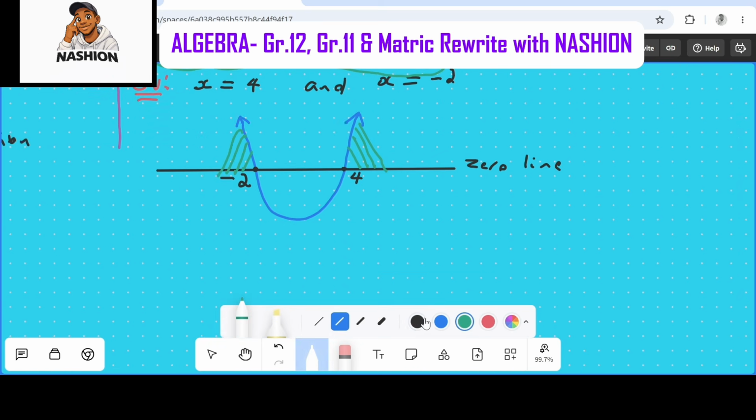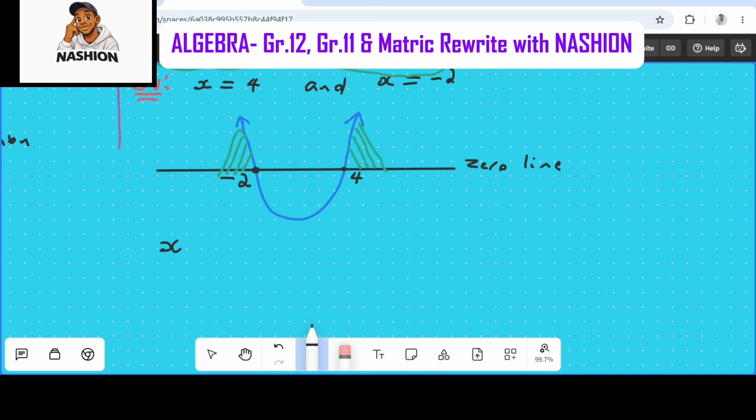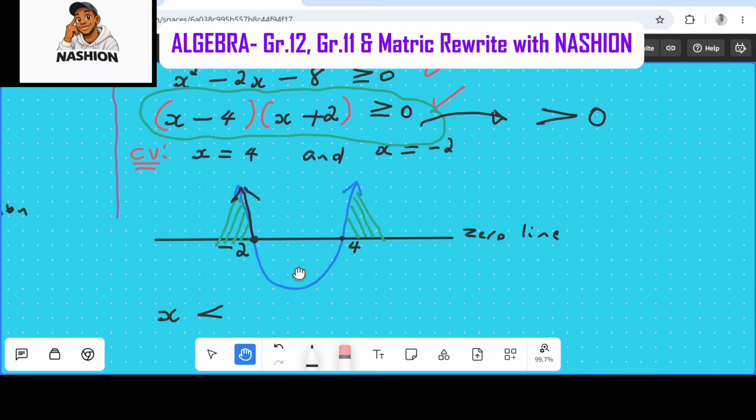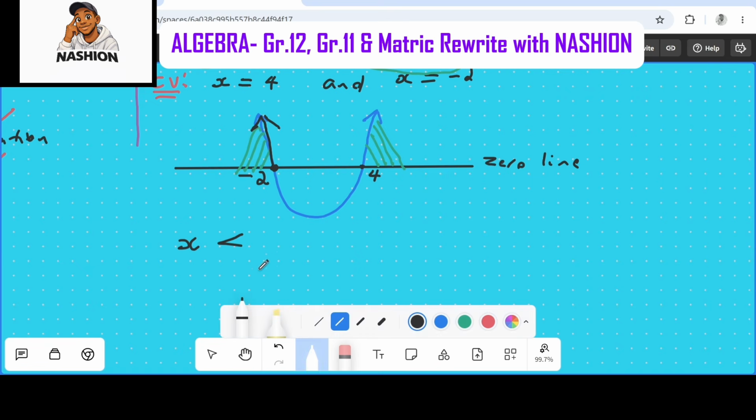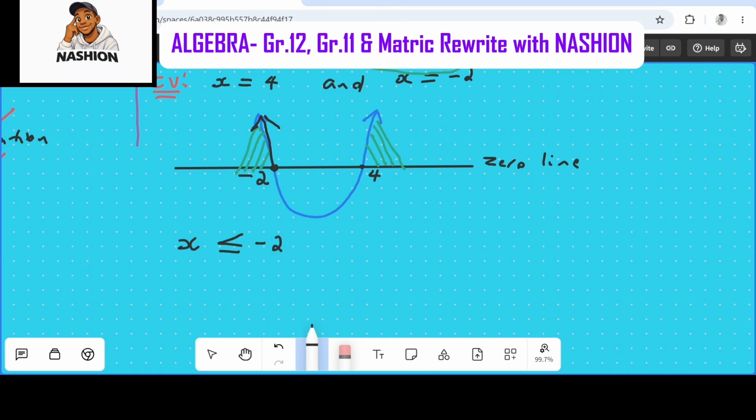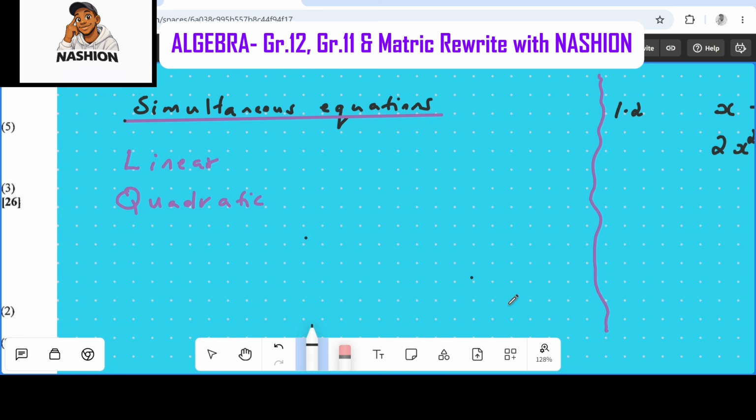So let's write down the answers. We're going to write x from negative 2 to the left side. To the left, we use less than. And our inequality has an equal sign, so we write less or equal to negative 2. Or our solution is also found from positive 4 to the right side. To the right, we use greater than. So that will be greater or equal to positive 4. And checkmate. Let's do some simultaneous equations, somebody.